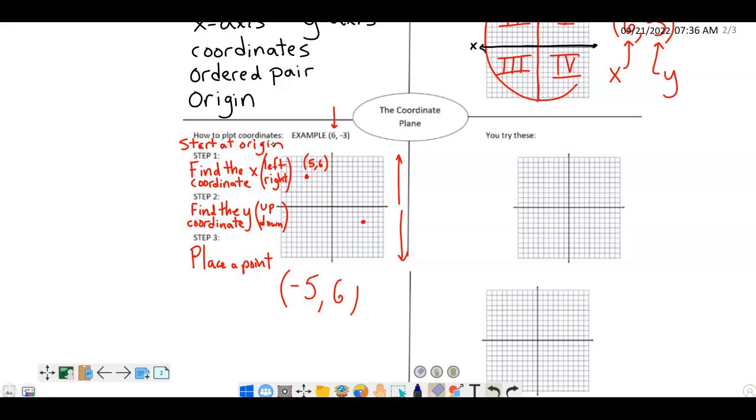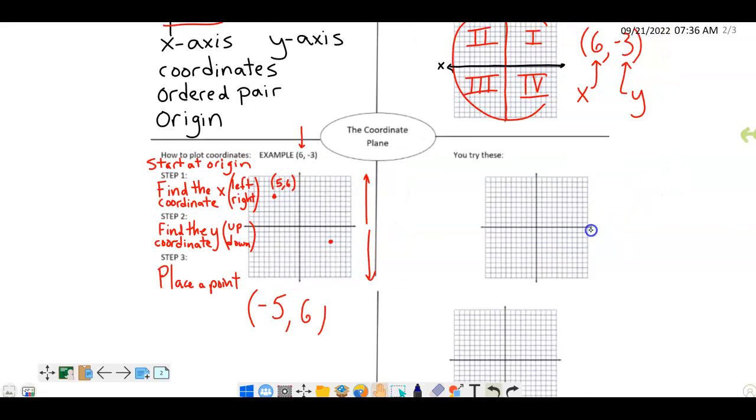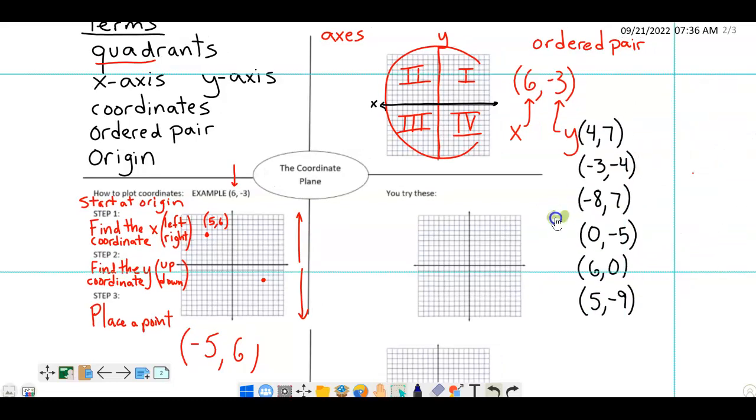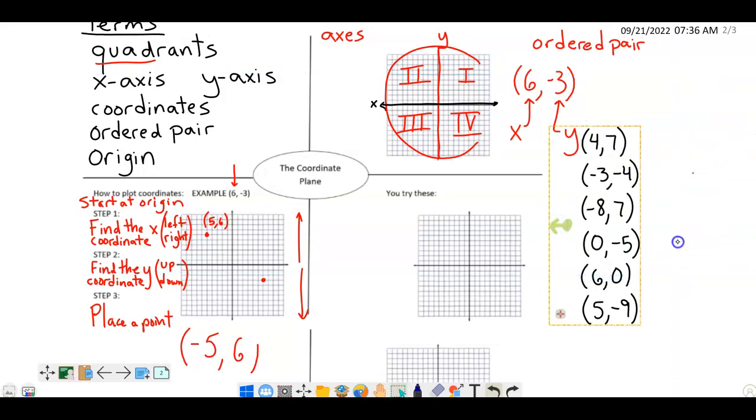Okay, now I'm going to have some that you try on your own, and then you can check your answers. Okay, I'm going to put this here. The numbers to plot. These are your practice problems right here. So go ahead and plot those points on this number line here on your last section, last quadrant of your paper here, and we'll check our answers. So go ahead and pause this video right here and continue.